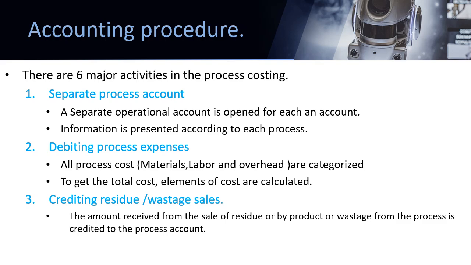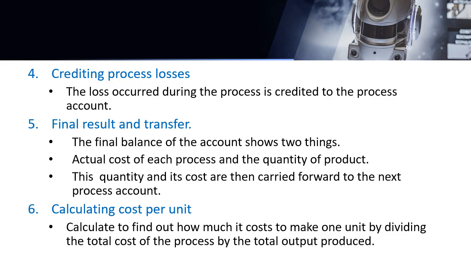Crediting residue and wastage sales. The amount received from the sale of residue, byproduct or wastage from the process is credited to the process account. Crediting process losses. The loss occurred during the process is credited to the process account. Final result and transfer. The final balance of the account shows two things: actual cost of each process and the quantity of product. This quantity and its cost are then carried forward to the next process account.